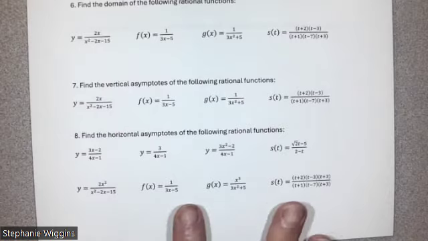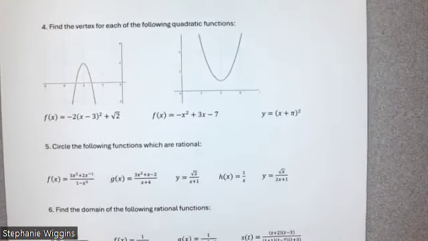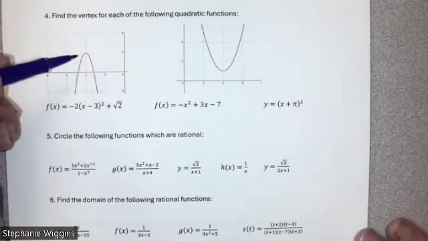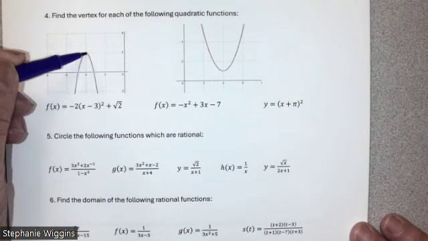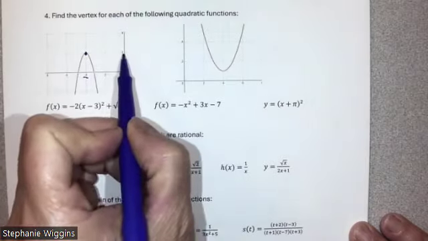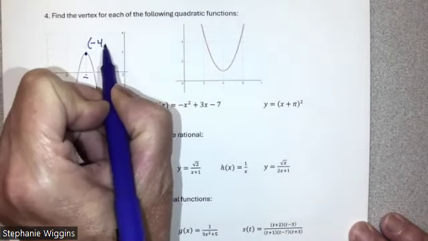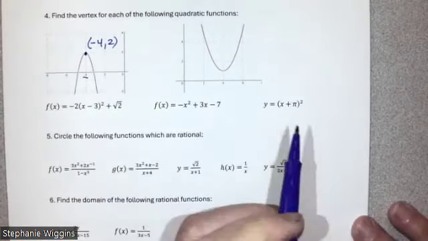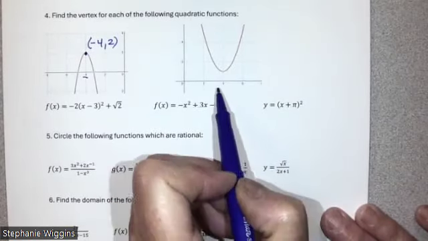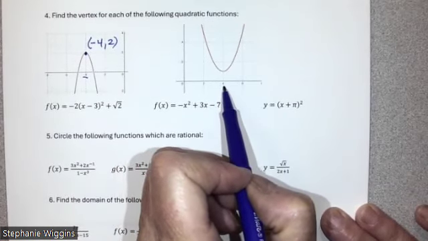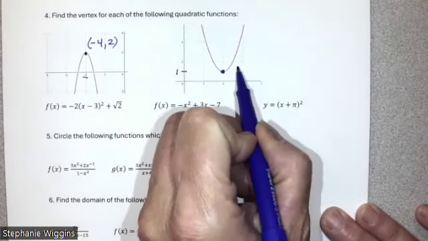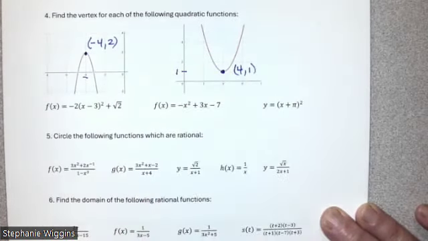All right, in the next problem, we are going to find the vertex for each of the following quadratic functions. So here, the vertex is just the absolute maximum, and that occurs at -4, 2. So the vertex is -4, 2. I don't know if you can see that on the video, but when you print out the paper, here, this is a 4 for x, and this is at a height of 1. So this is 4, 1.